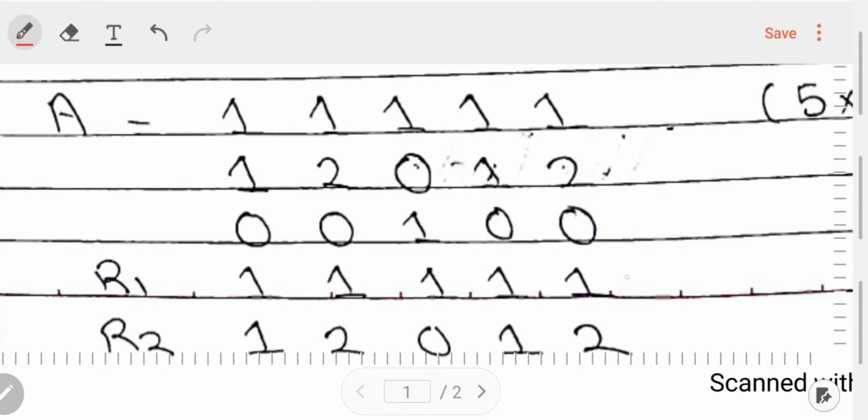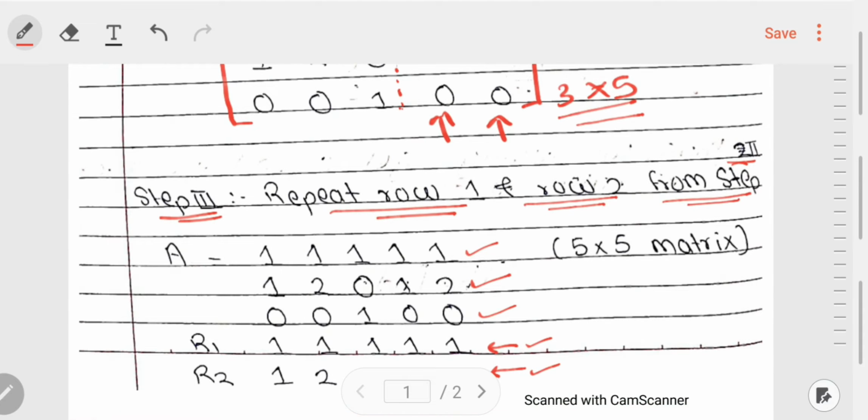So this is repeated row 1 and repeated row 2. The entries are as follows. I'll read the entries row wise: 11111, 12012, 00100, 11111, 12012. So this was step 3. Here we have got a 5 cross 5 matrix. Let's move towards step 4.